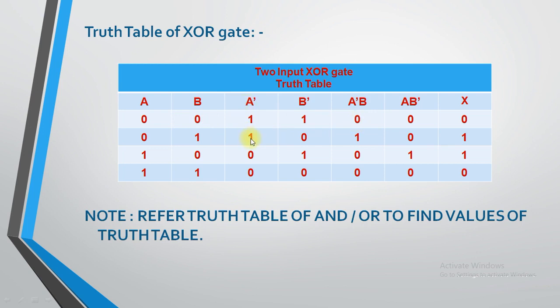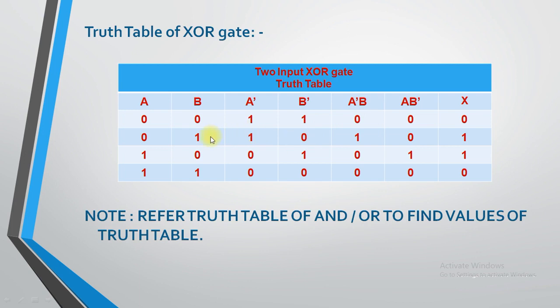The value of A dash is 1, the value of B is 1. So 1, 1 gives 1. I am talking about the truth table of the AND gate, so you need to check the combination from this and check it in the AND gate. A dash B, what is the value of A dash? 1. And what is the value of B? 0. So you need to check the 1, 0 combination in the AND gate. So 1, 0 will return 0, so I have written 0 over here.